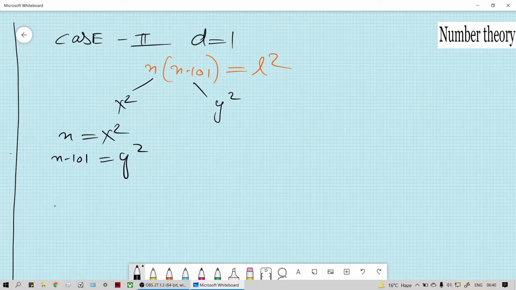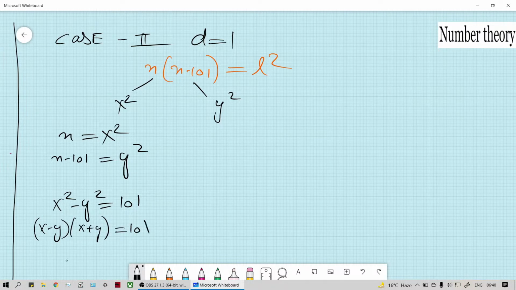Subtracting these two equations, we get x squared minus y squared equals 101. From here we get (x minus y)(x plus y) equals 101. Without loss of generality, we can take x and y as positive numbers. So these are two positive numbers, this is their addition and this is subtraction, so the sum has to be greater than the difference.